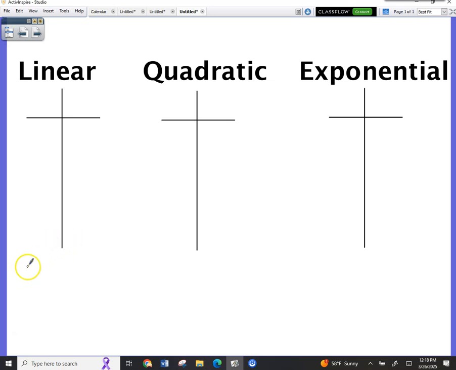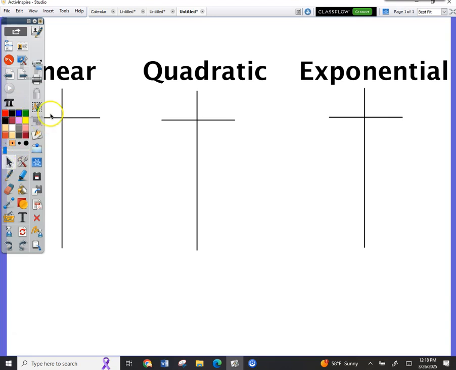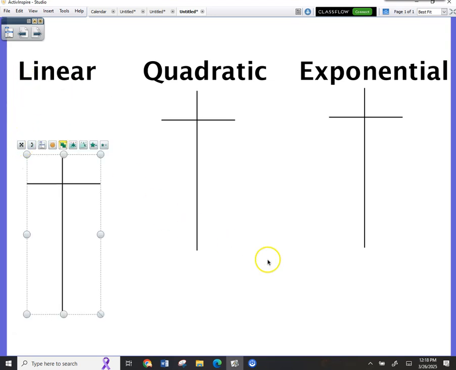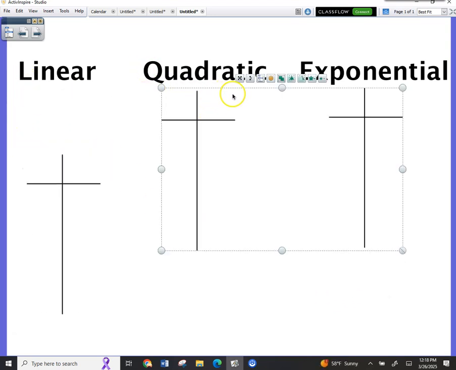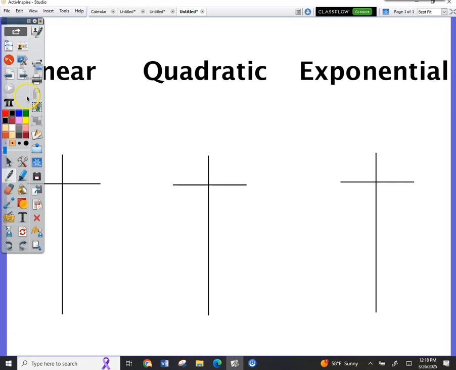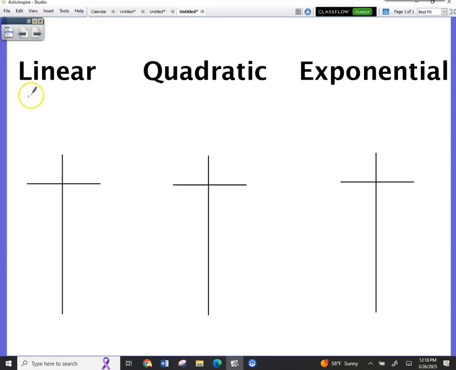The linear one, if I'm not mistaken, I'm trying to pull this down. There we go. Where's the last one? Linear, mx plus b, right?